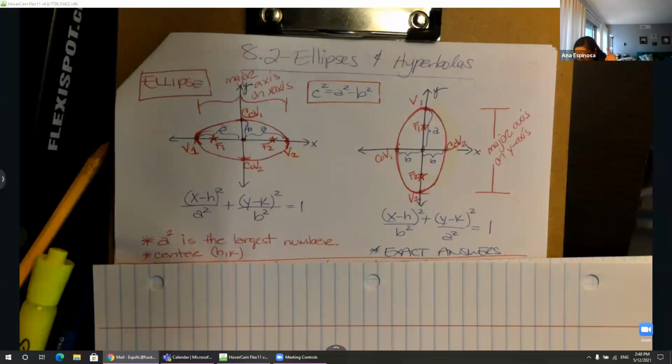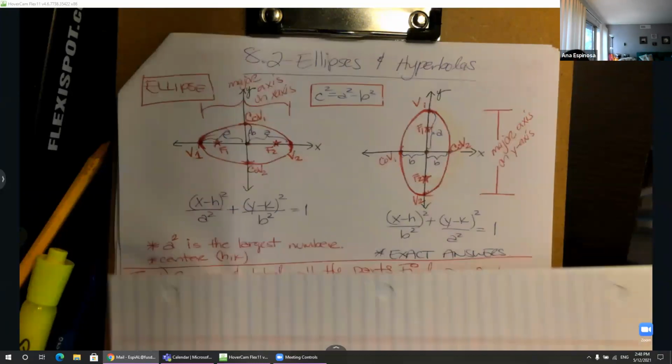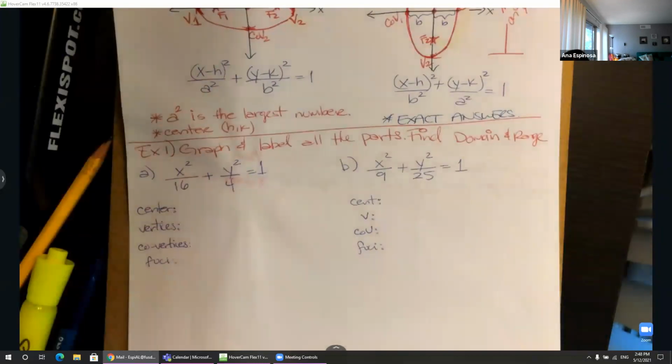So we've got focus 1, focus 2, and the plural of that would be foci. That's F-O-C-I, foci. All right, so let's get started with this.